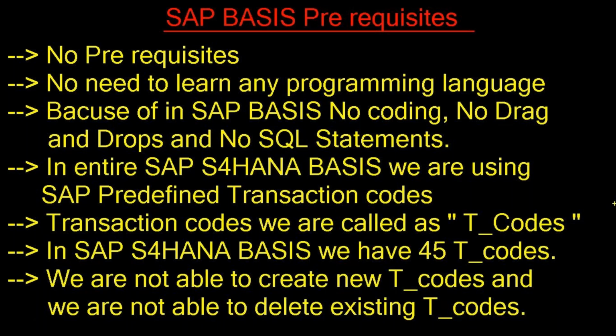In SAP basis, we have 45 T codes. Maybe in SAP ABAP, maybe 50 T codes. We are not sure because we don't know SAP ABAP. So we need to learn our basis T codes only. No need to learn other modules' T codes. Our responsibility is 45 T codes only.